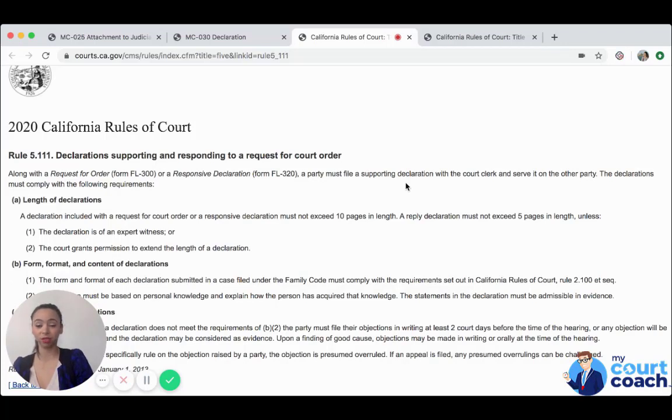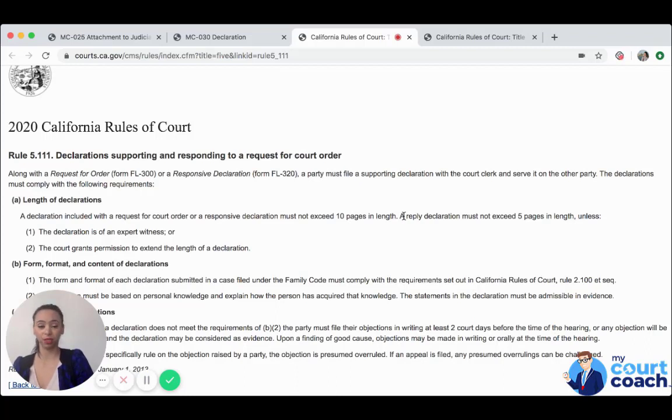The length of the declaration, included with the request for order or a responsive declaration, must not exceed 10 pages in length. A reply declaration must not exceed 5 pages in length. So a responsive declaration is literally the other party's response to your request for something from the court to actually happen. And the reply declaration is reserved for the person that filed the motion or the request for order.